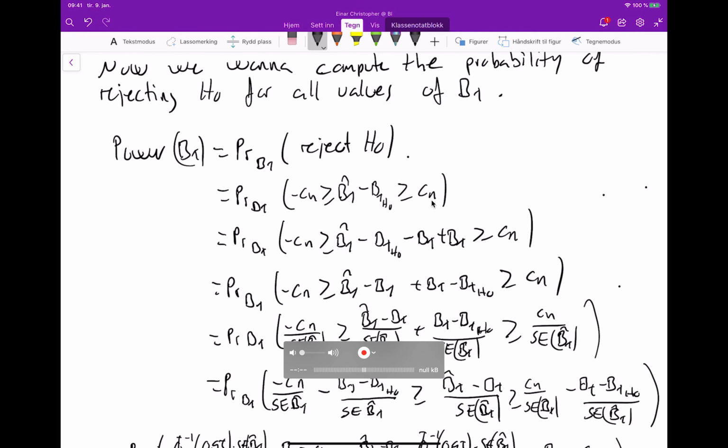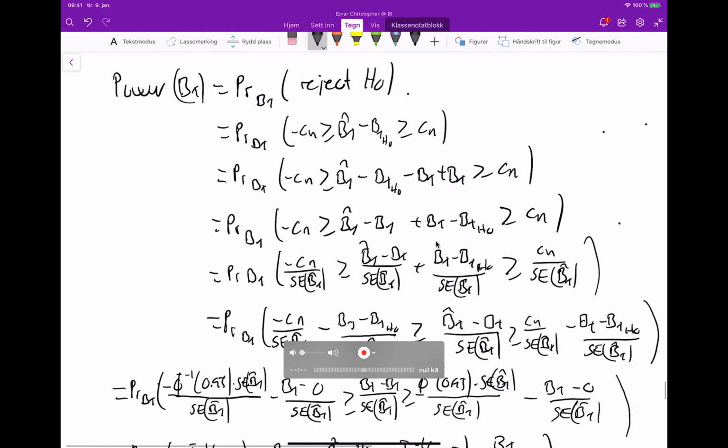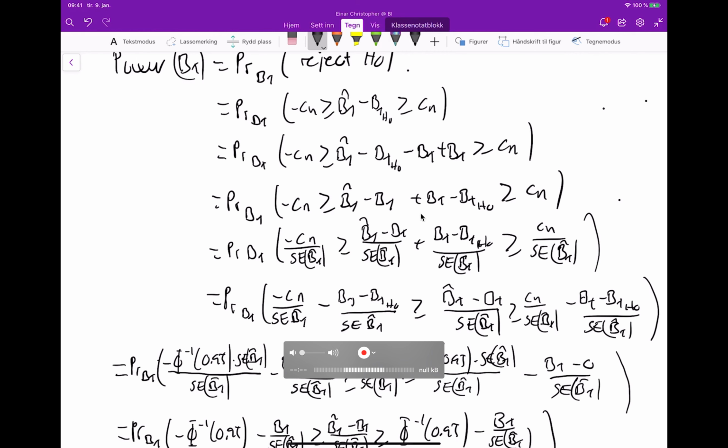But that is under H0. So to get beta 1 in play, I do just as we did in exercise 2. I add 0, minus beta 1 plus beta 1, which is 0. You can always add 0 to something and you won't change anything. But doing that, I can rearrange a little. So I write beta 1 hat minus beta 1 plus beta 1 minus beta 1 under H0 in the middle here.